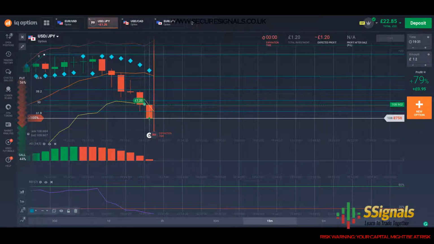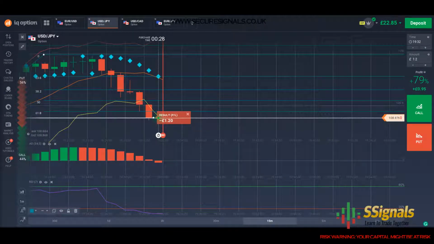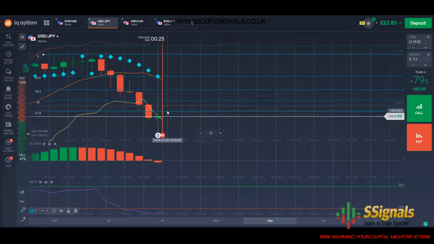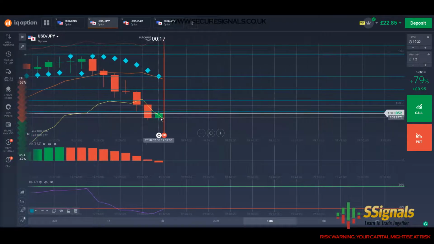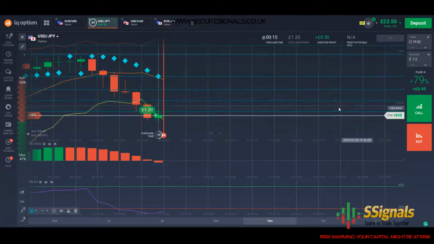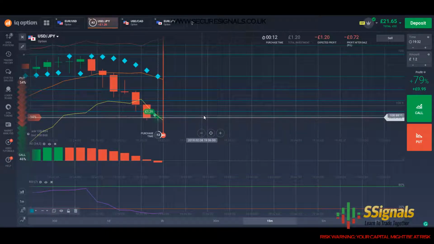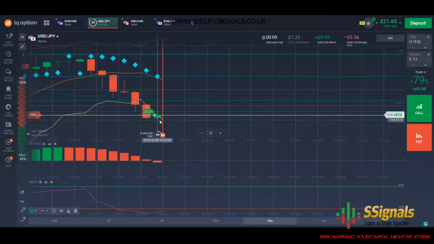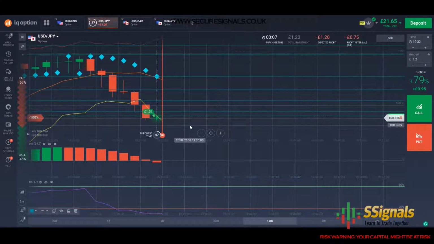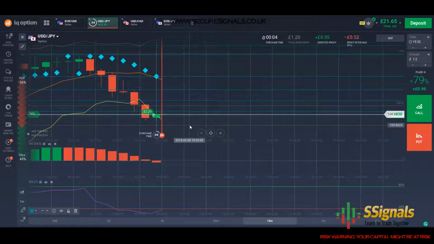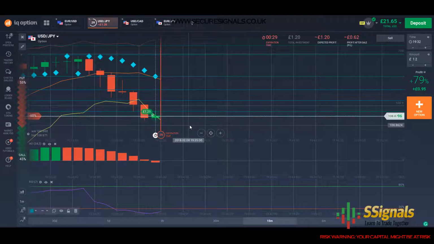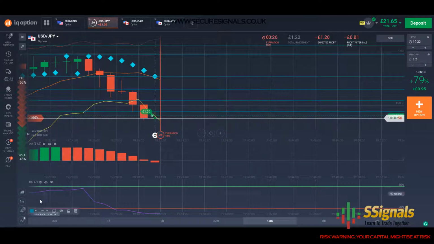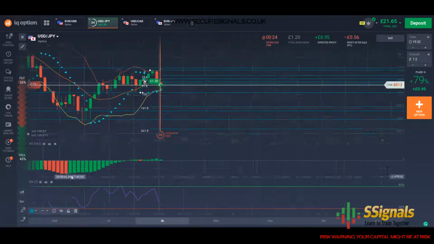Okay, so that one's OTM. So 4-3. Oh, the call was actually on this candle here. Okay, so we're going to re-enter for a call on this candle here. Entered now. I'm not sure why this candle is so bearish right now.